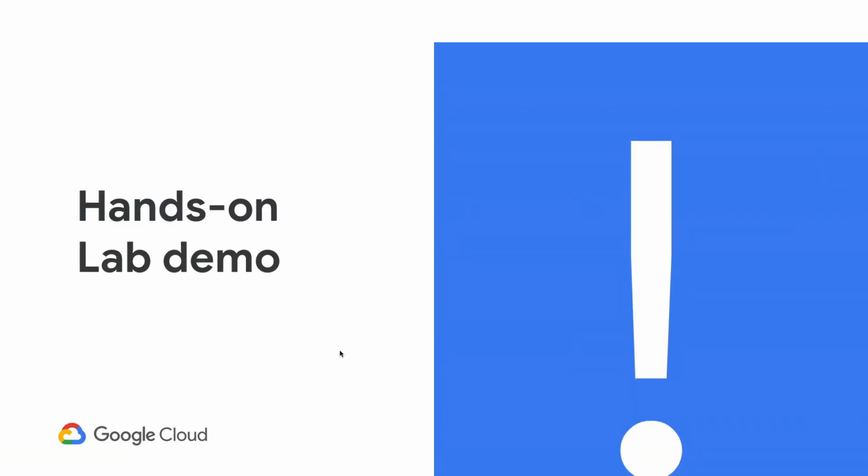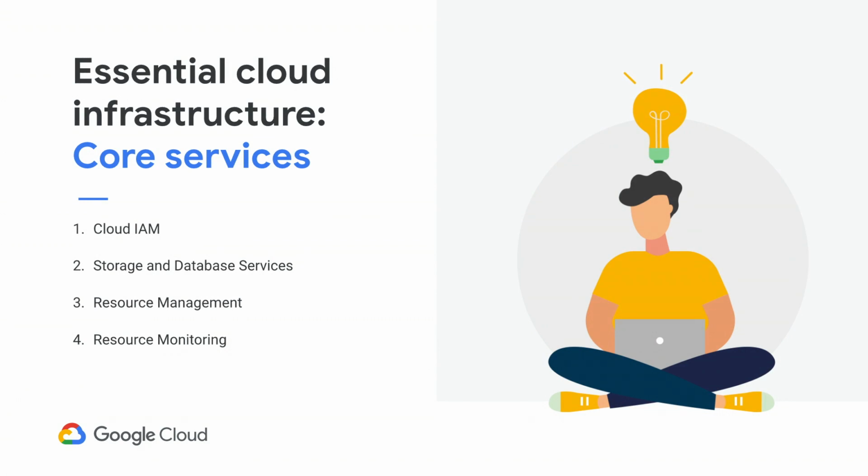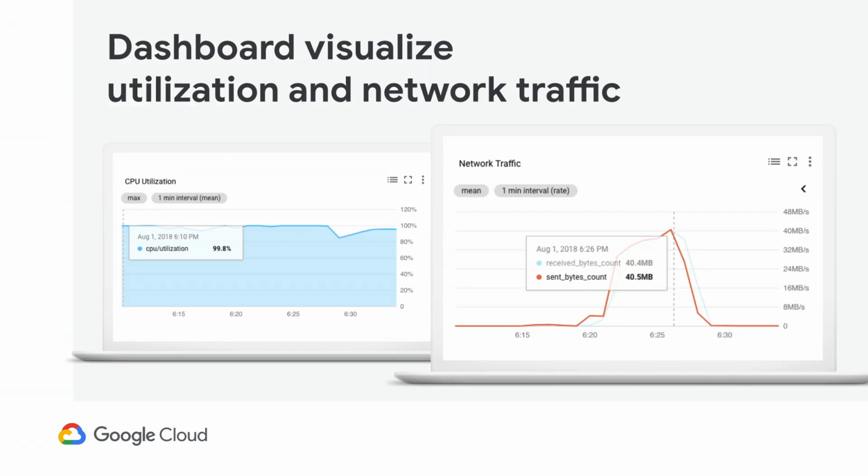So again, this was just a demonstration of what you're going to be able to do in this course. So now let's move on to the next course that we've updated. The next course is the Essential Cloud Infrastructure Core Services course. And here you administer identity and access management for resources, implement data storage services in GCP, manage and examine billing data of GCP resources, and monitor resources using Stackdriver services. For example, you'll create a custom dashboard like the one shown here with Stackdriver monitoring.